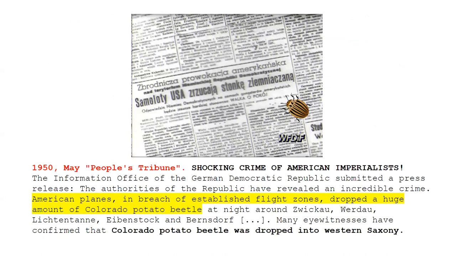And I found even a shocking piece of information from the 1950s from communist Poland, where they described that American planes were in breach of the established flight zone and dropped a huge amount of Colorado potato beetles in the Eastern Bloc, because at the time there was a big plague of that pest, and it seems it was easy to blame American imperialists for that. It's quite funny, but now we potentially know how to produce leptines in tomato, and we can resist more drops of Colorado potato beetle in the fields.